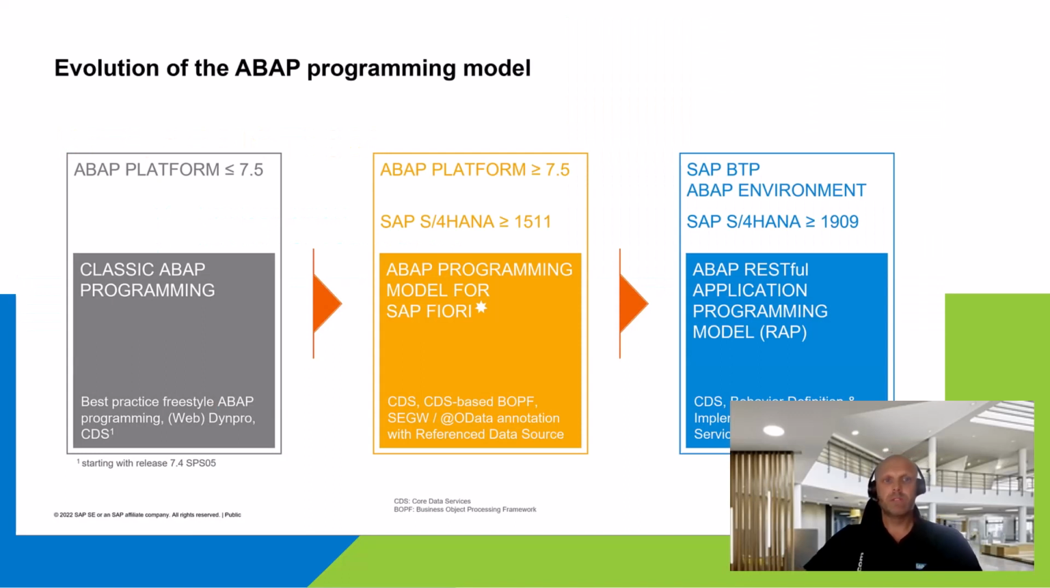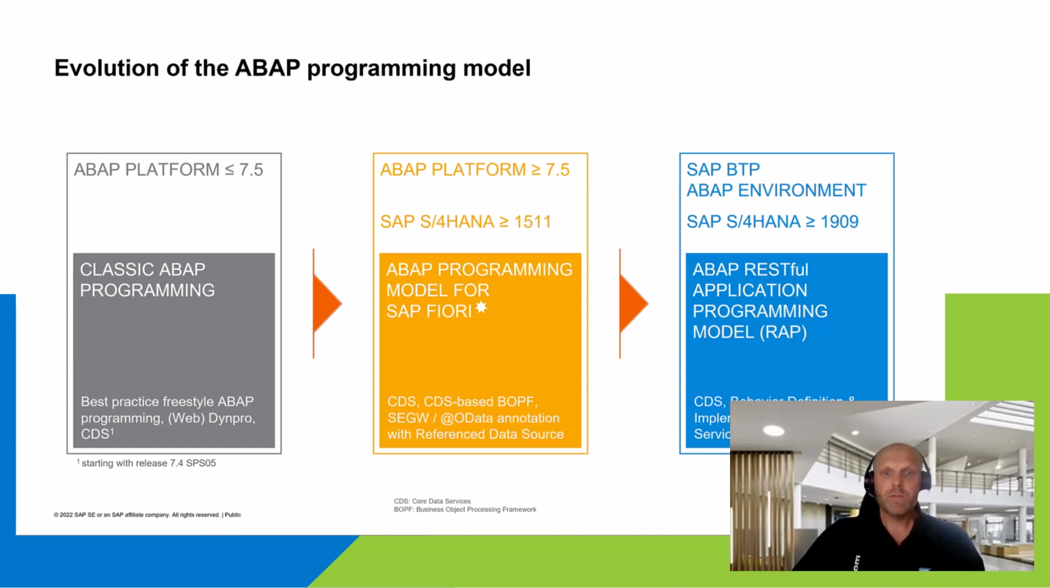The evolution of the ABAP programming model. Basically, we started with the previous underlying ABAP platform, called the 740 or less than 750 stack. With that, you could basically just create transactions, ABAP Dynpros, Web Dynpros, and with 740 SP5, as stated here, we also introduced CDS views. At that time, the ABAP Development Tools were the only tool where you could develop so-called CDS views, and we started with that again in 740.